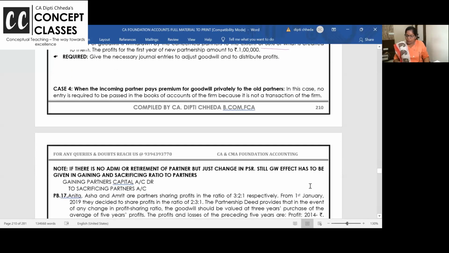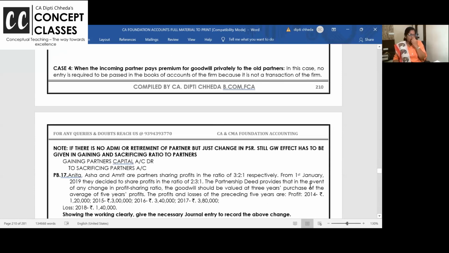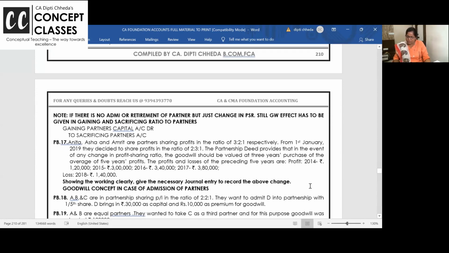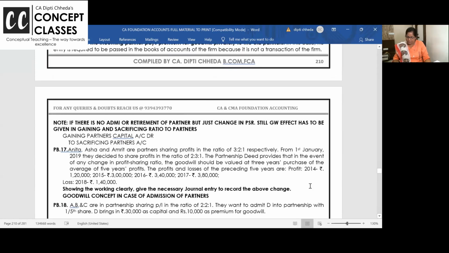कल जो methods थे वो क्या था? Amount of goodwill. Yes? Right. Chalo, let us take up the next concept now. When an incoming partner pays goodwill privately, not in the books, but privately they pay, black money or whatever way they are paying, then no transactions will be recorded. Right. Now, something new I am teaching.